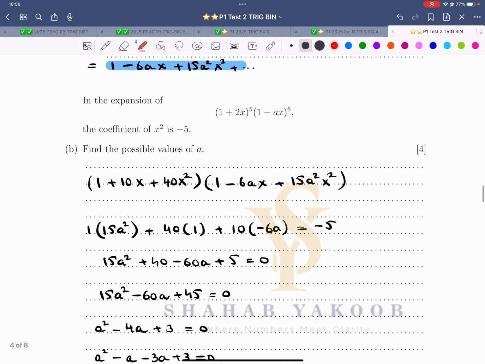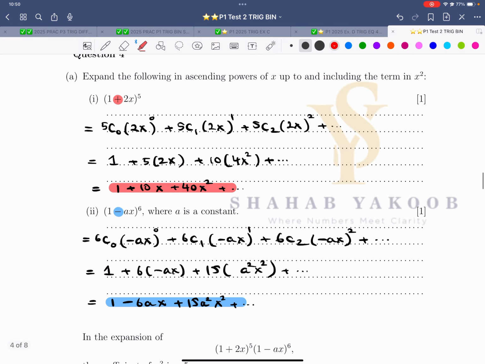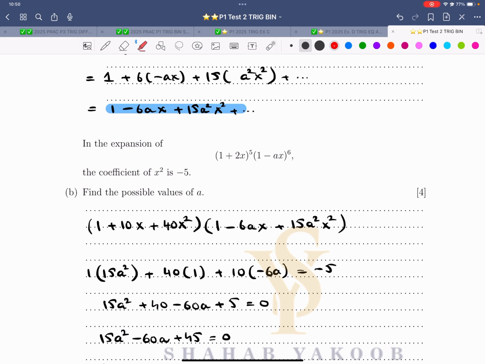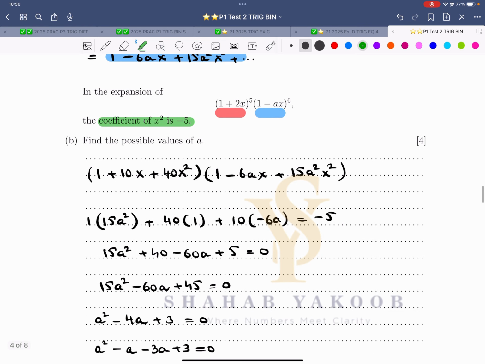Now it says in the expansion of 1 plus 2x raised to power of 5. That is the first bracket. So the first bracket is 1 plus 2x raised to power of 5. Second bracket is 1 minus ax raised to power of 6. The overall coefficient of x square is negative 5. Find the possible values of a.